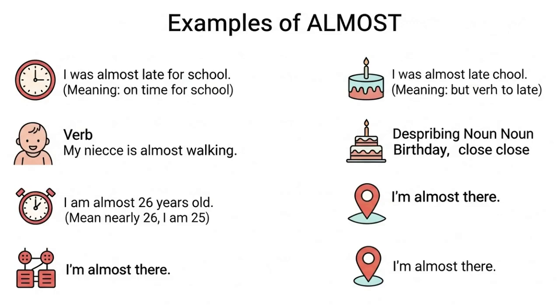Finally, I'm almost there. So this is referring to a place. Where are you? I'm almost there. Means you're very close. How close are you? Very close, but not there yet. So again, we're describing a place. We're describing a noun. We can change there to any destination we want. I'm almost at the theater. I'm almost at your house. I'm almost at school. So again, almost is an adverb that can describe adjectives, verbs, nouns, and other adverbs.